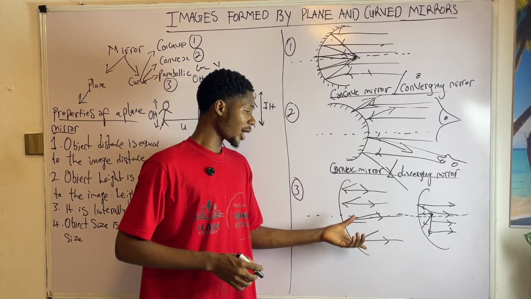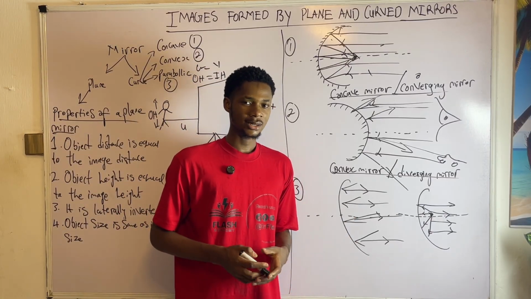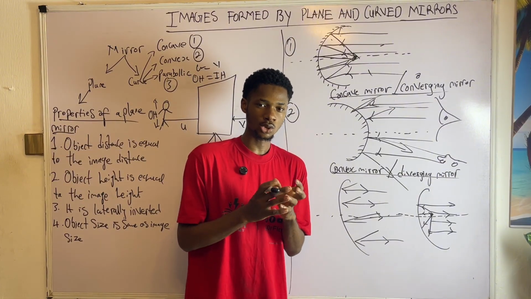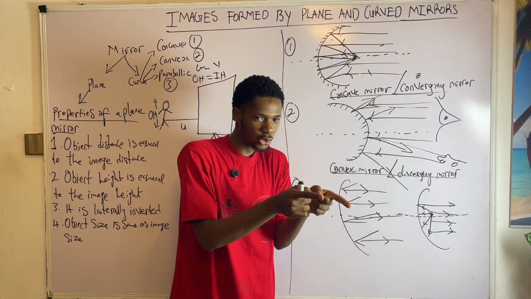For that reason, we make use of parabolic mirrors in searchlights or in a car headlight. Now, if you look at a car headlight during the day when it is not on, you notice that inside of it is coated.